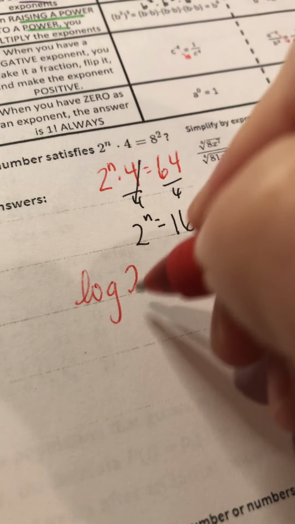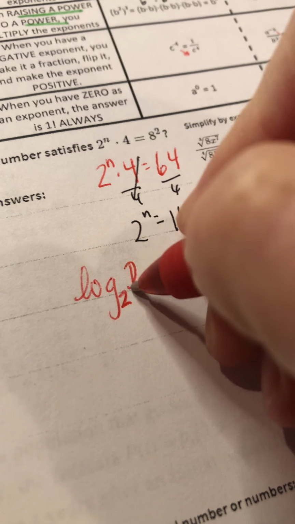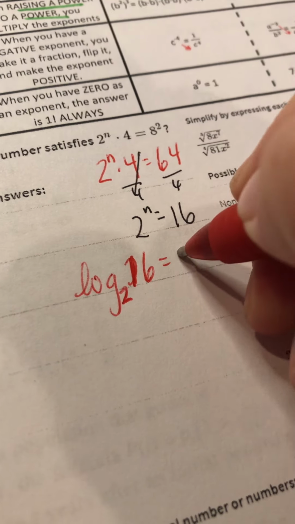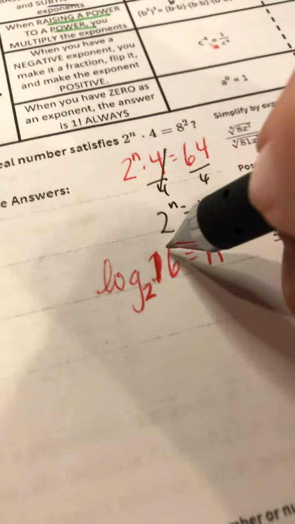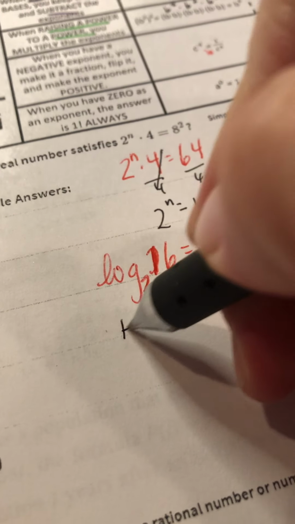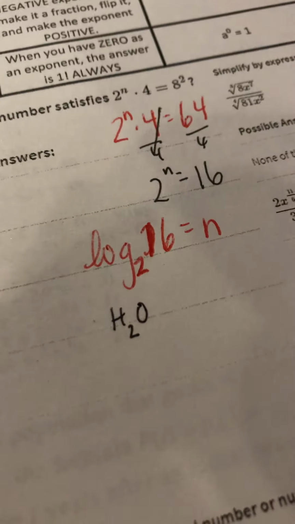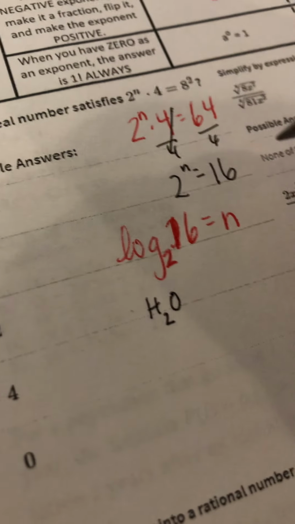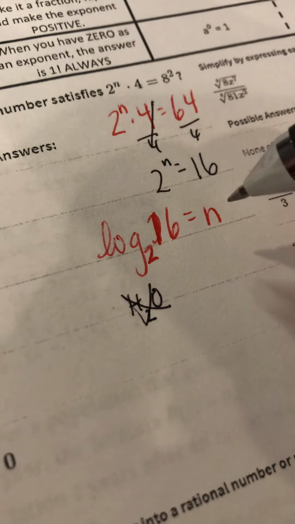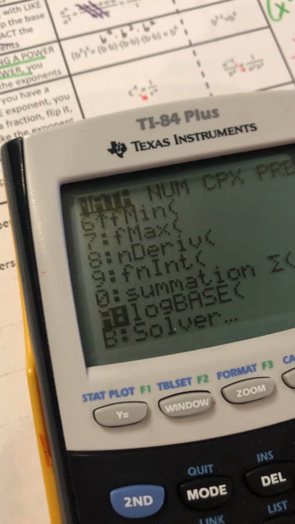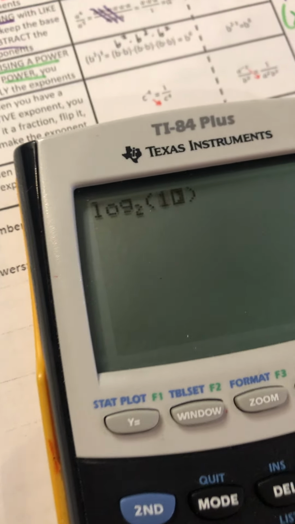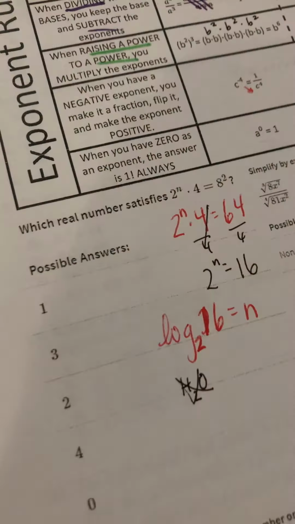And we would rewrite that as log base 2 of 16: the log base, solution equals exponent. Oh, I know what I was going to say in that last video, is that this is a subscript like H2O. Oh my gosh, that whole video wasted. All right, well, whatever. So we would put this into our calculator, and we would say math, up, enter, and we put in 2 and 16, and the answer is 4.